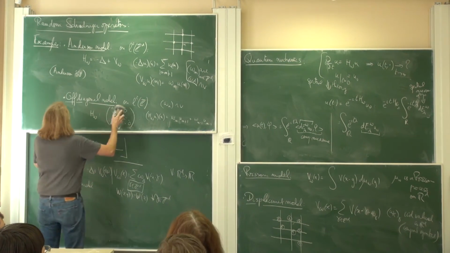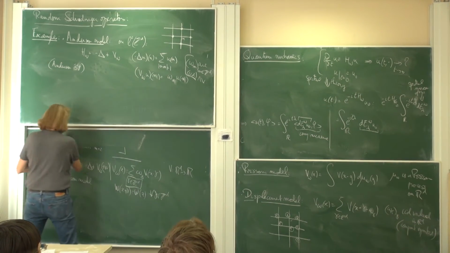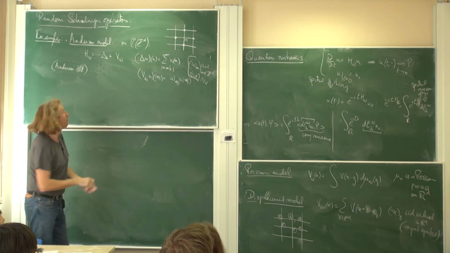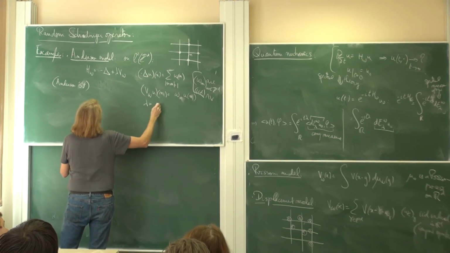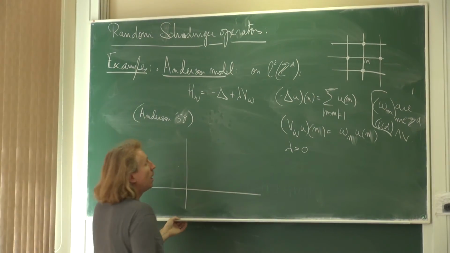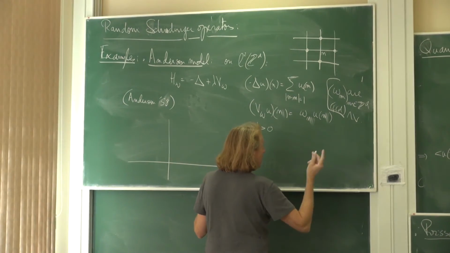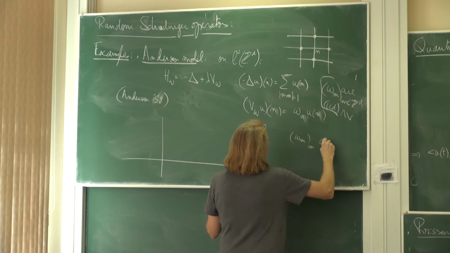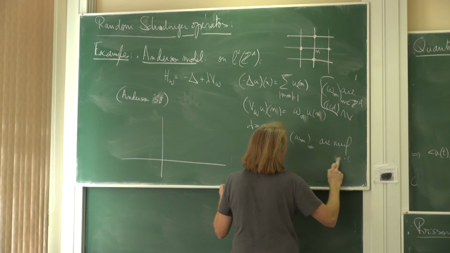One of the basic findings of Anderson for this model, so I'll keep it on the board, is the following. I'm going to draw a picture. Let me put a lambda here. Lambda will be positive. Let me assume that the random variables are IID, and that the omega m are uniform in [-1, 1].